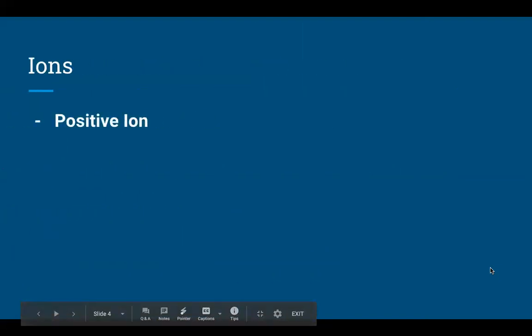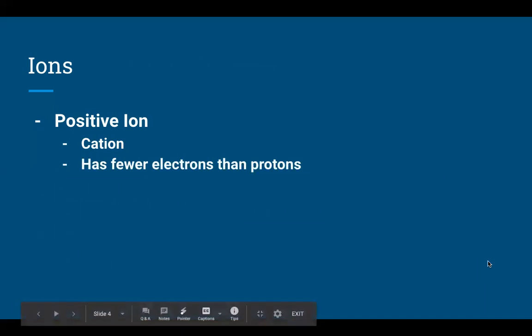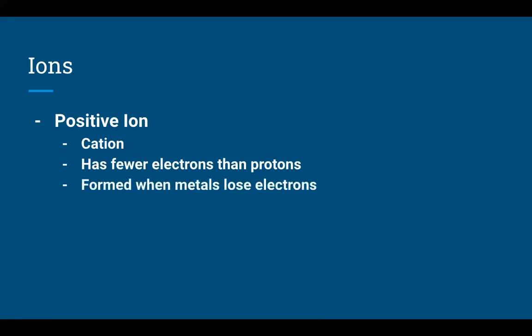There are two types of ions. Hopefully you remember these. A positive ion is a cation. We used to say cat-ions are positive. Positive cations have fewer electrons than they do protons, and they are formed by metals when they lose electrons. So 80% of the periodic table is metals. They are going to lose electrons in order to form cations.